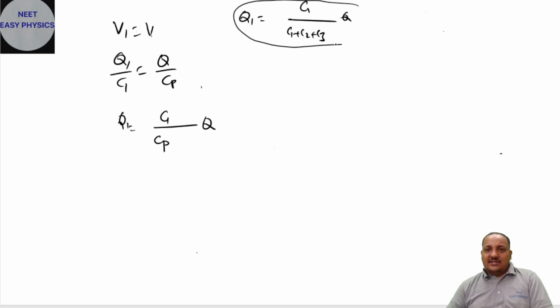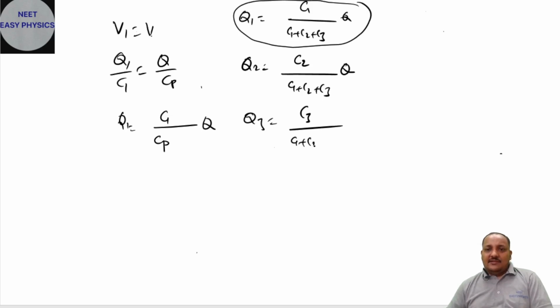So, what is the charge? Like that, Q2 is equal to, with our common sense, we can write C2 by (C1 plus C2 plus C3) into Q. Q3 is equal to C3 by (C1 plus C2 plus C3) into Q. So when we wrote potential, that term won't come, but whenever we are writing charge, the C1 term will come. Like this you can remember.